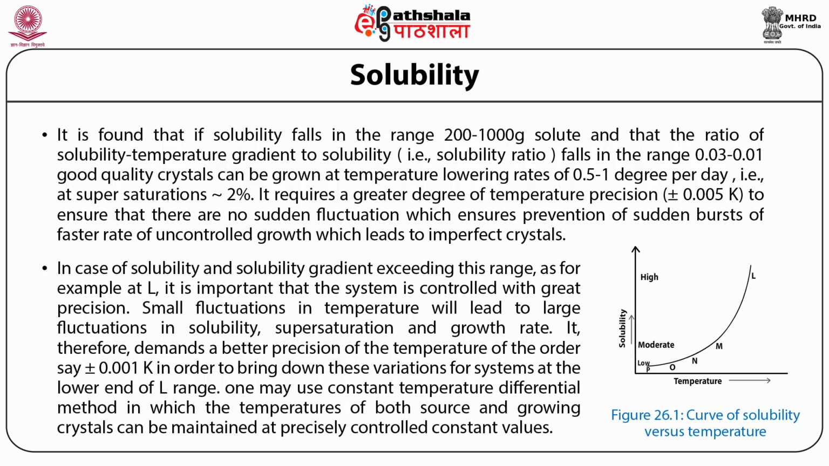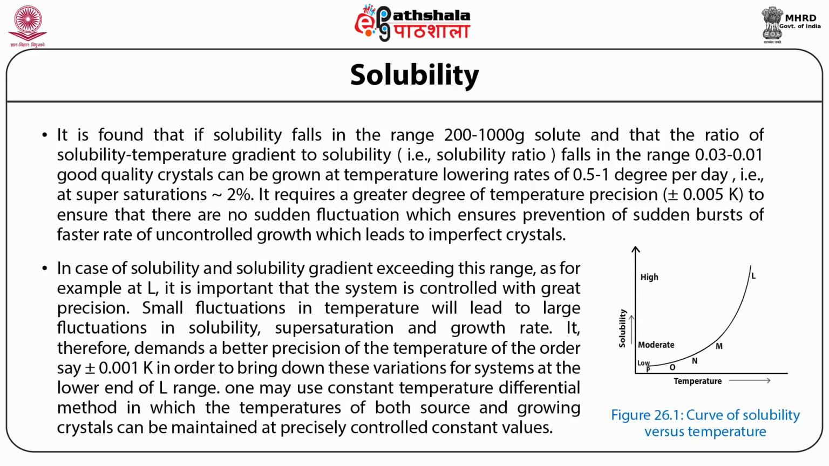In case of solubility and solubility gradient exceeding this range, as for example at capital L, it is important that the system is controlled with great precision. Small fluctuations in temperature will lead to large fluctuations in solubility, supersaturation, and growth rate. It therefore demands a better precision of the temperature of the order, say plus minus 0.001 K, in order to bring down these variations for systems at the lower end of capital L range.